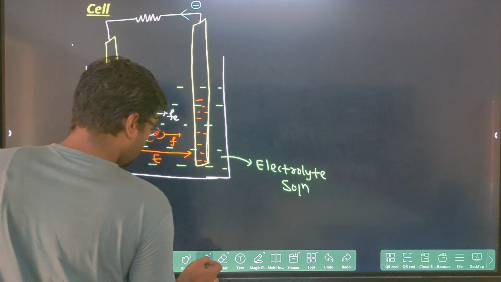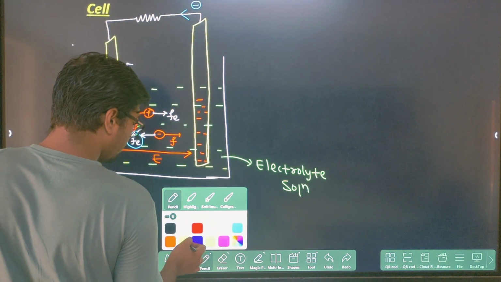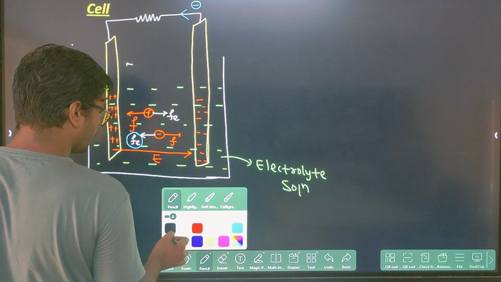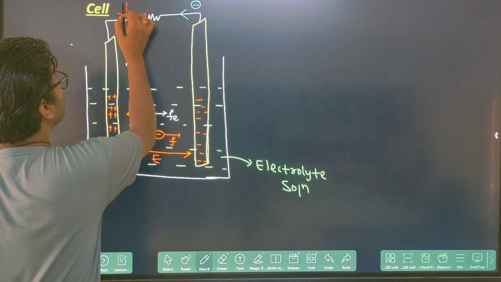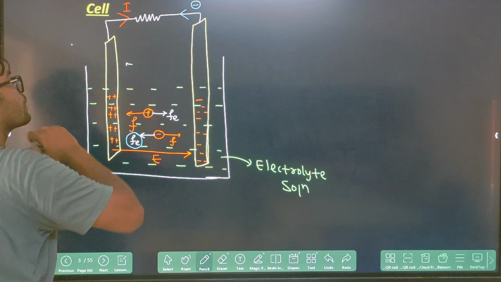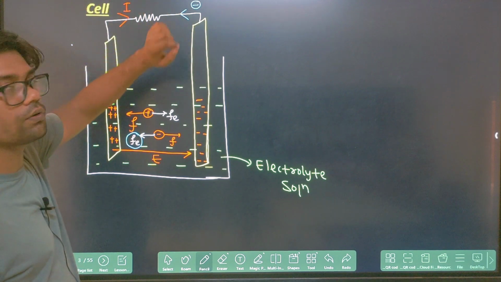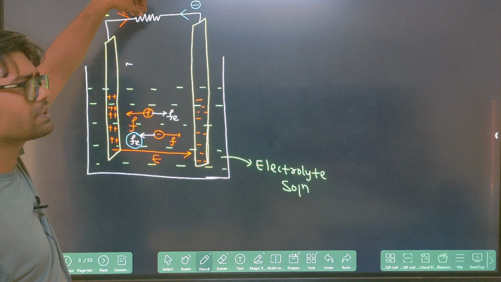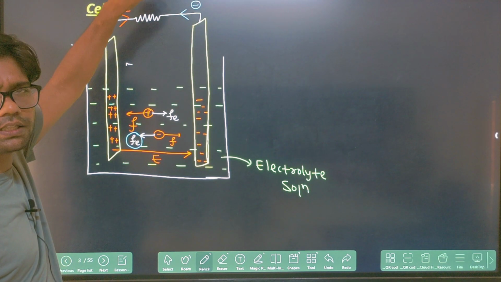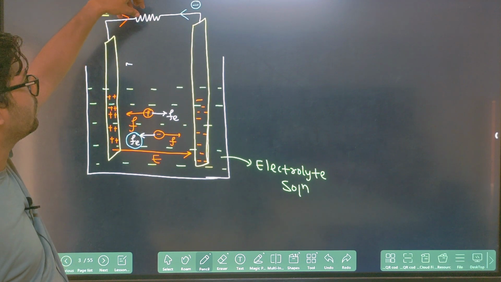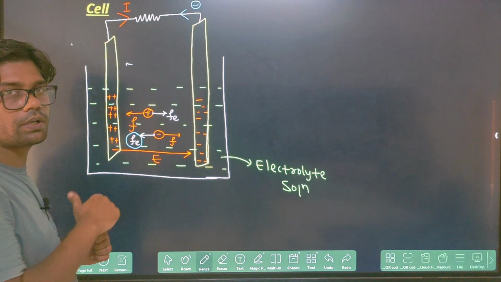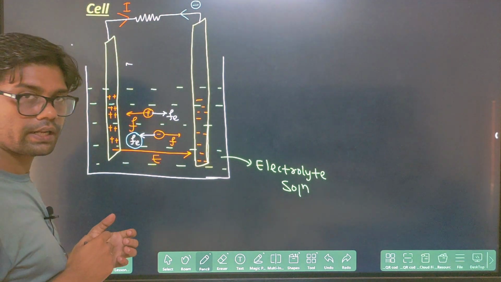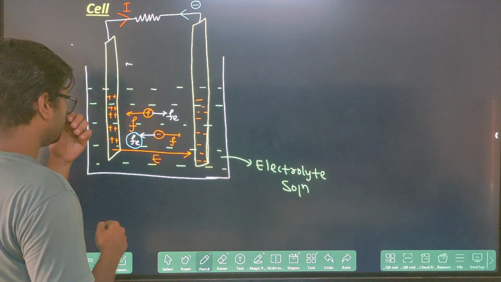Okay. Now if the electron is moving along this direction, you can say that the current will be along this direction. So there will be a current flow through this resistor. Resistor means you can put a bulb here, or a fan or something, and you will see that if you put a bulb it will glow because the current is flowing here, right?